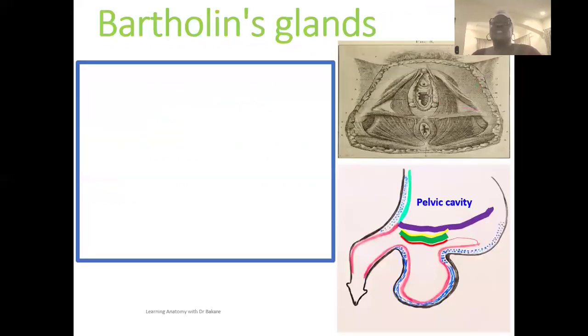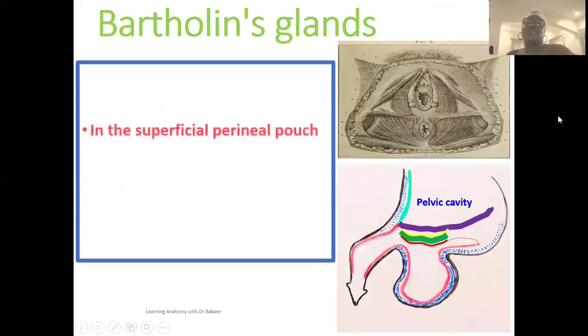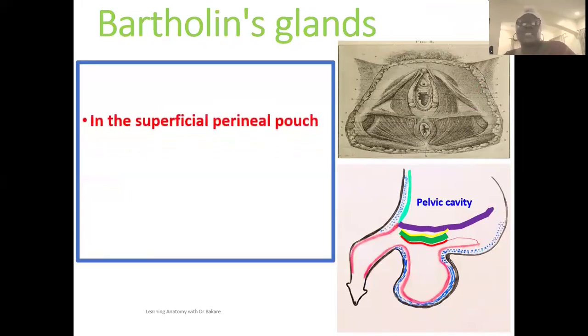So let's move to the next slide, where we'll be describing other details that you should know as students of anatomy. This Bartholin's gland, which can also be referred to as the greater vestibular gland, is located within the superficial perineal pouch. If we go back to our lecture on the superficial and the deep perineal pouch, in that lecture, we highlighted that the perineal membrane is the basis onto which these pouches are created.